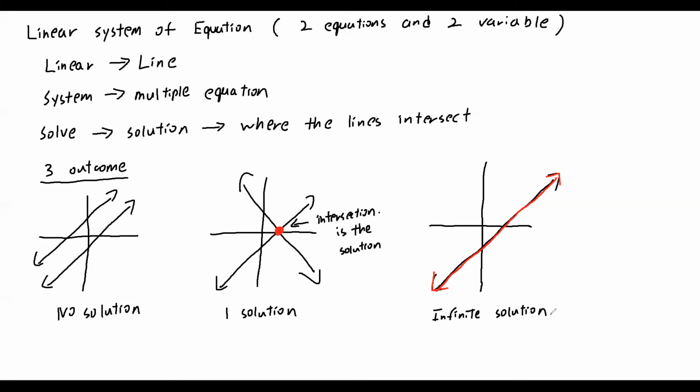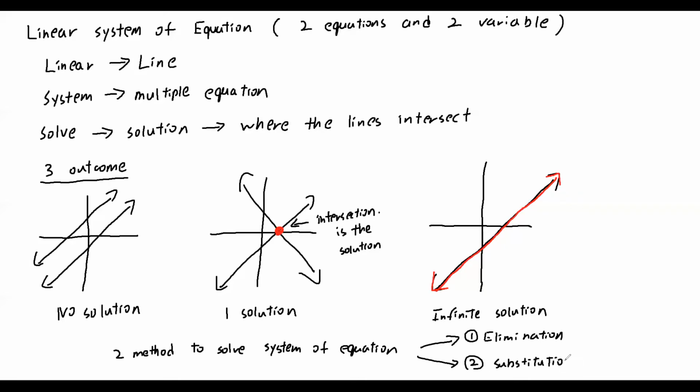But how does this transition into solving equations? Let's take a look. There are two methods, generally speaking, to solve a system of equations, and they are elimination or substitution. Let's take a look at some examples and see how we can use elimination or substitution to solve a system of equations. So let's take a look at an example.